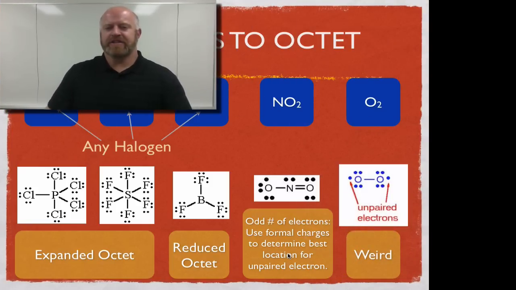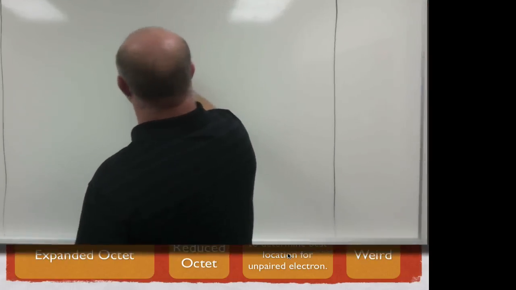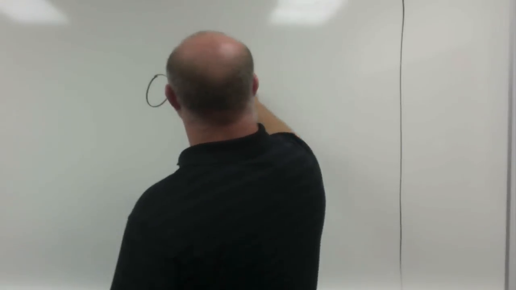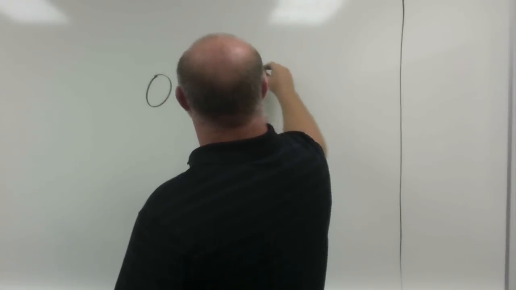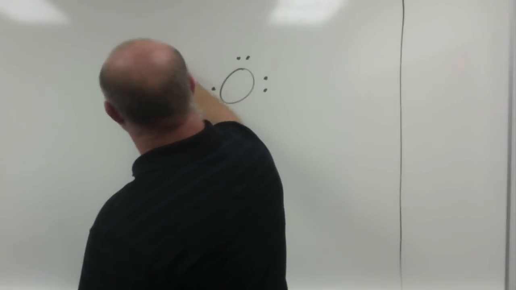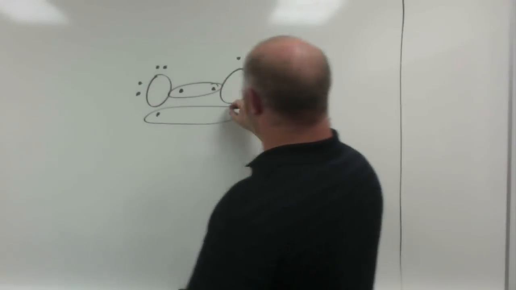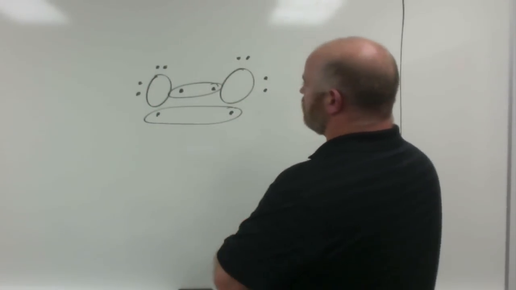Oxygen is kind of a weirdo, okay? If you take a look at oxygen, you would probably assume that oxygen bonded to itself, they both have 6 valence electrons, would bond as such, giving you a double bond.